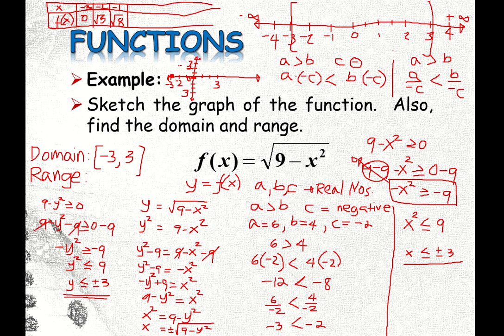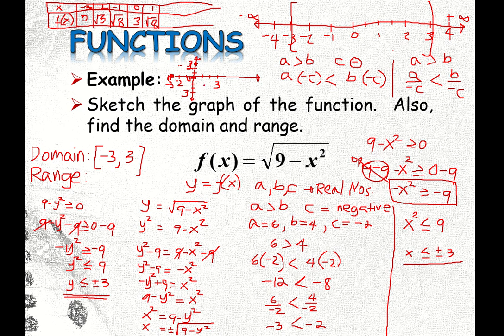Okay, and then when x equal to 0, so this is exactly 3. So it means that the point is exactly here. Okay, so if you continue plotting the points, say when x equal to 1, so this is square root of 8. Okay, square root of 8.